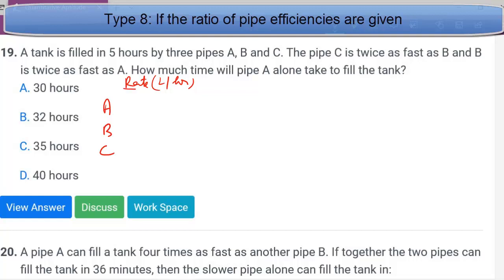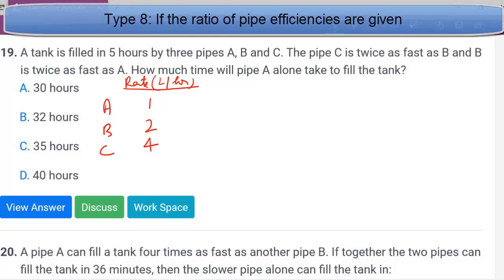So as per the question, B is twice as fast as A. So if A is filling 1 liter per hour, B has to be 2, and C is twice as fast as B, so C has to be 4, right? So this we have got as per this information.